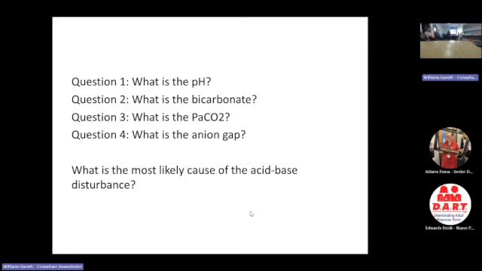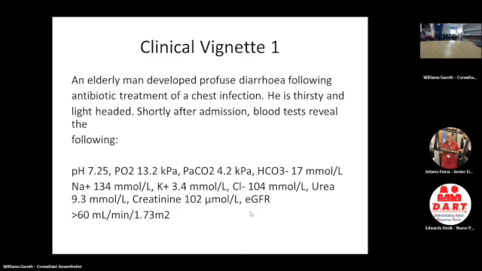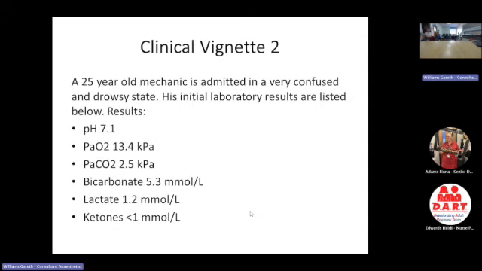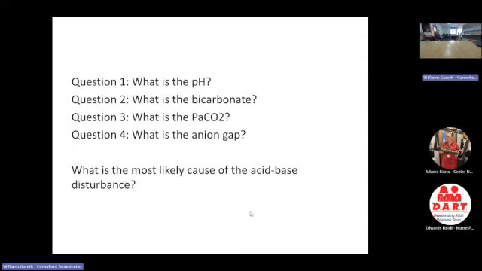What was the anion gap? 16. Sorry? Roughly 137.4 minus 121. Yeah, still normal-ish. So what do you think the acid-base disturbance is here? Likely bicarb loss. So it's a normal anion gap metabolic acidosis, probably secondary to gut bicarb loss. Whether this bloke's got C. diff or something, who knows? And he's partly respiratory compensated.